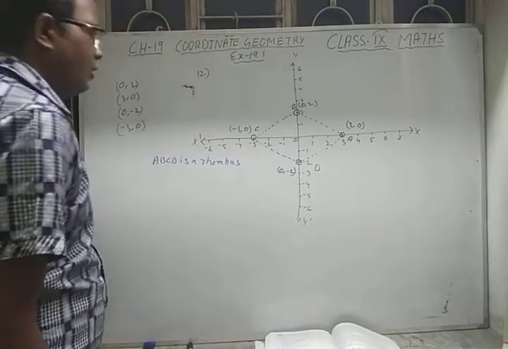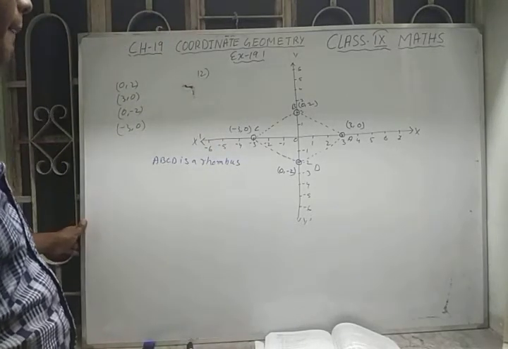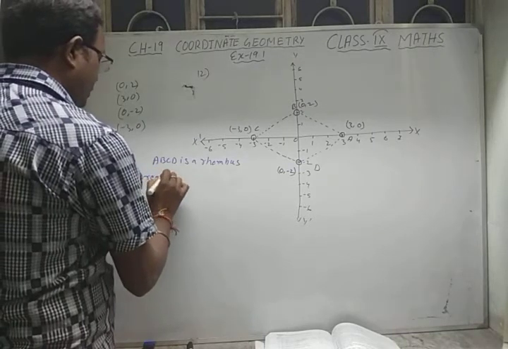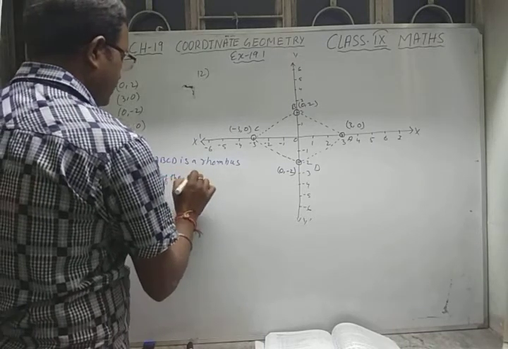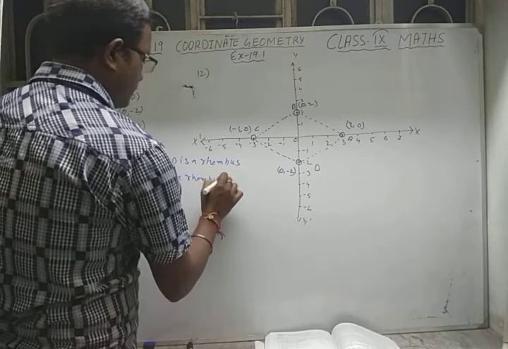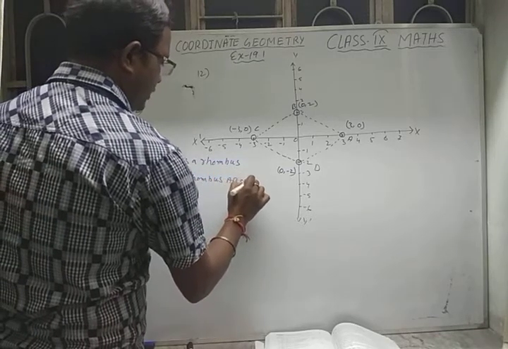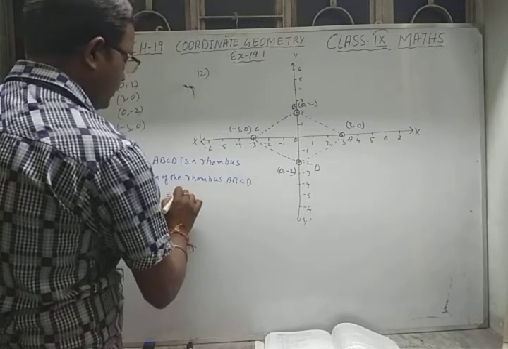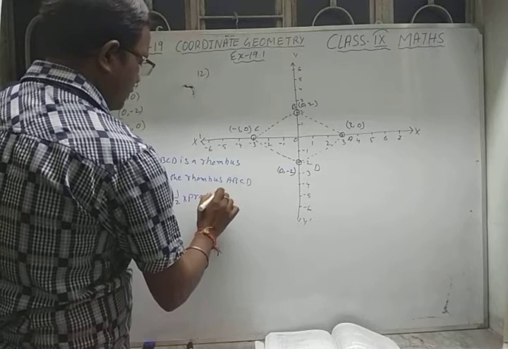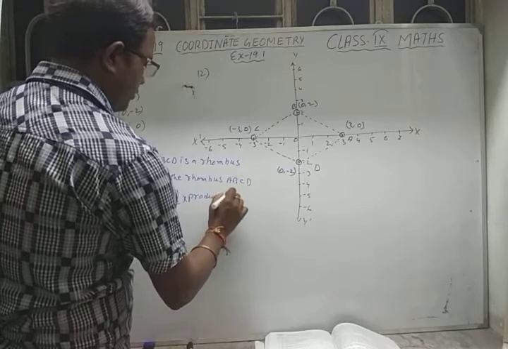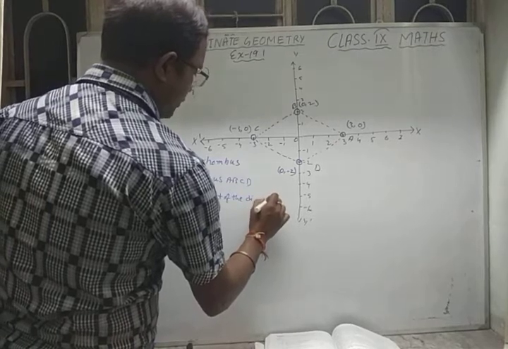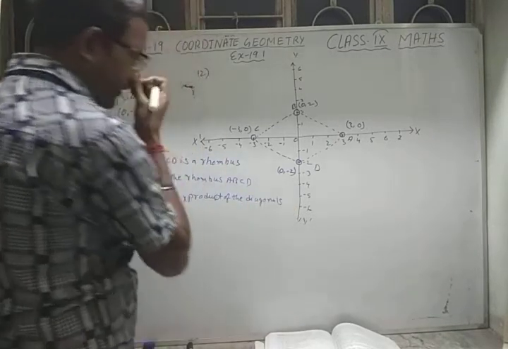It is a rhombus. Okay. Now you have to find the area of the rhombus ABCD. What is the formula of area from us? Half into product of the diagonals. Product of the diagonals.